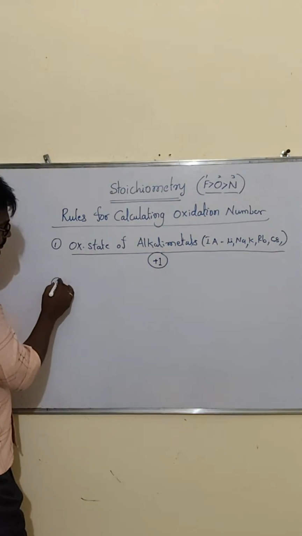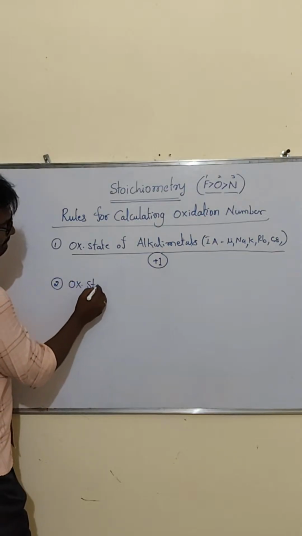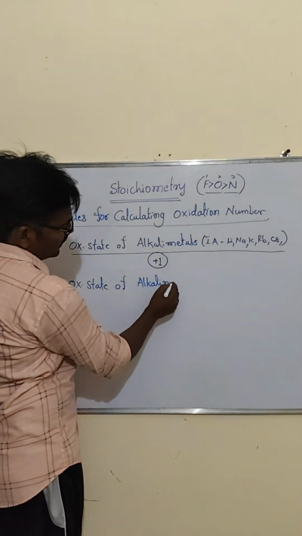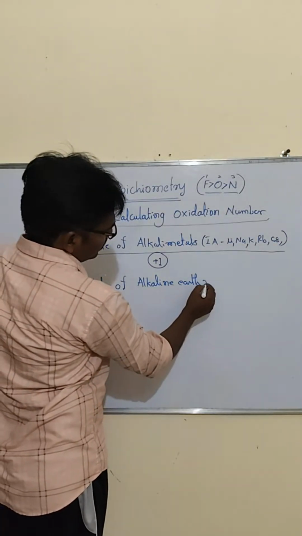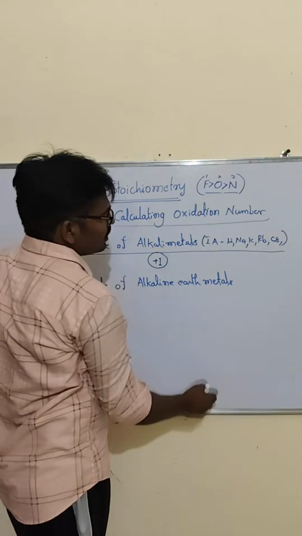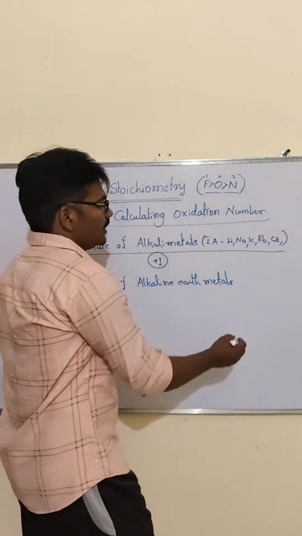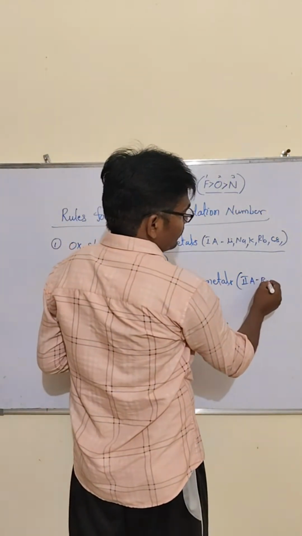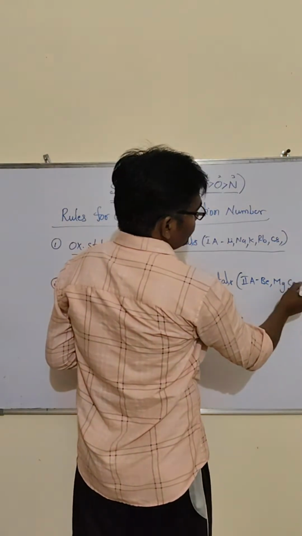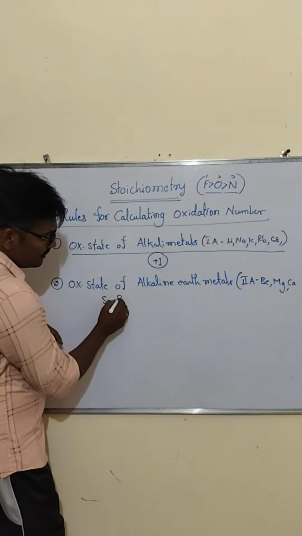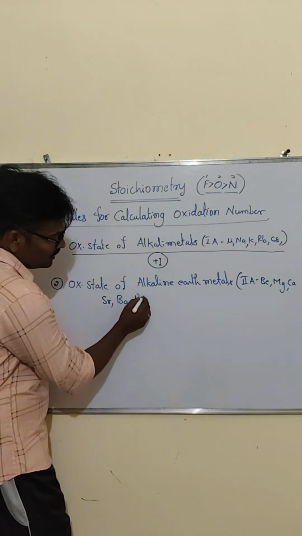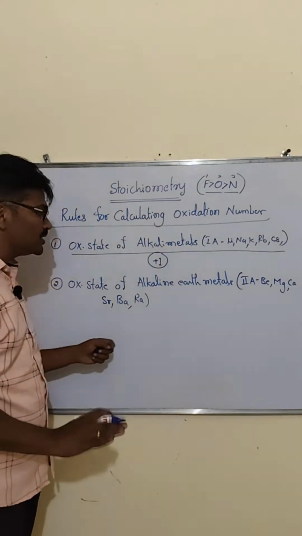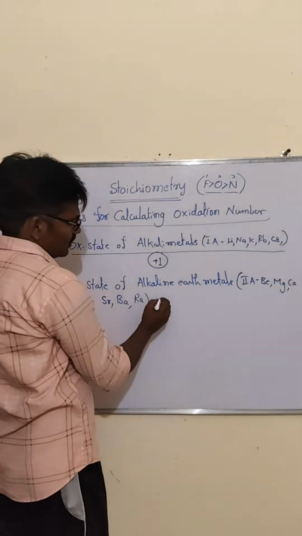Rule number 2, oxidation state of alkaline earth metals. What are those alkaline earth metals? Second A group elements. What are the second A group elements? Beryllium, magnesium, calcium, then strontium, then barium, then radium. Of course radium is a radioactive element. All these elements have an oxidation state always +2.